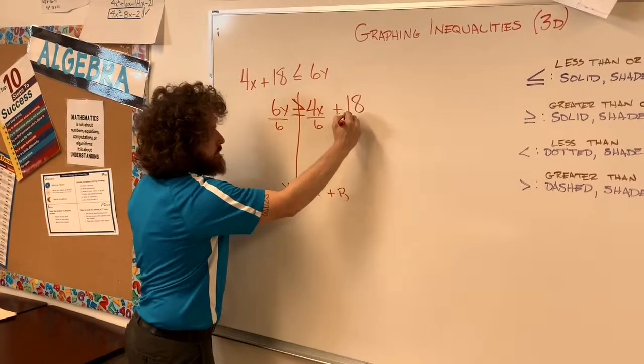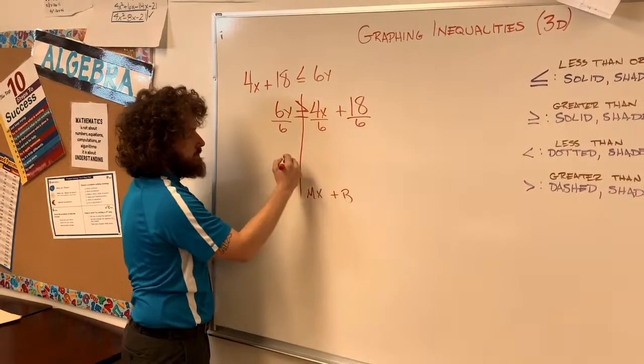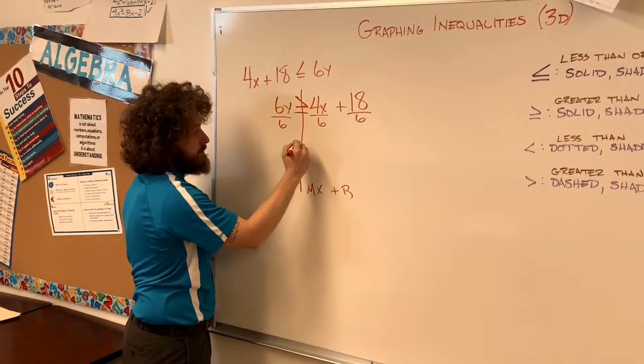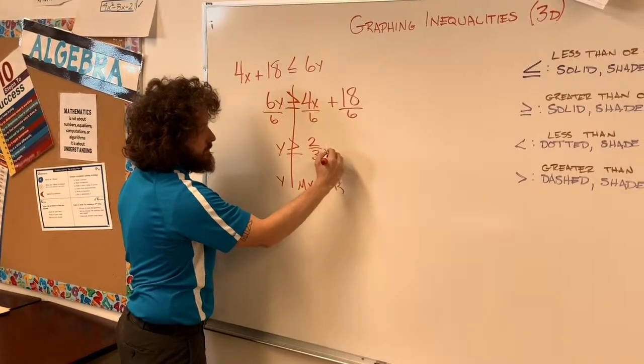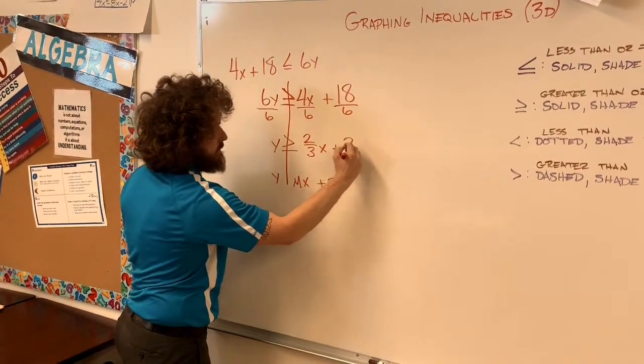I do this by dividing 6 from each and every term. This will leave me with just one y being greater than or equal to my slope now of 2/3 times x plus my intercept of 3.